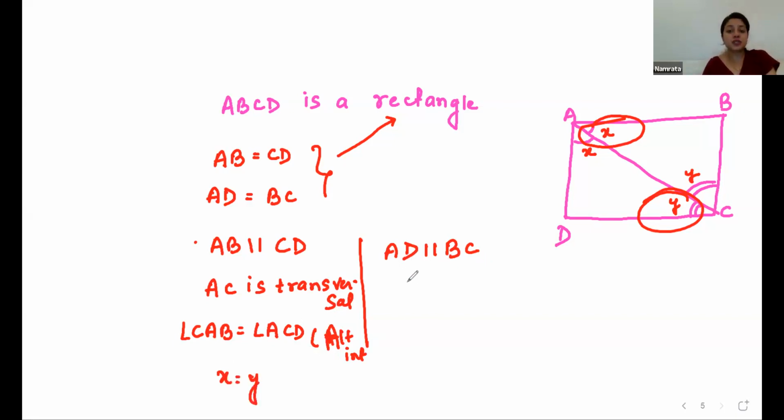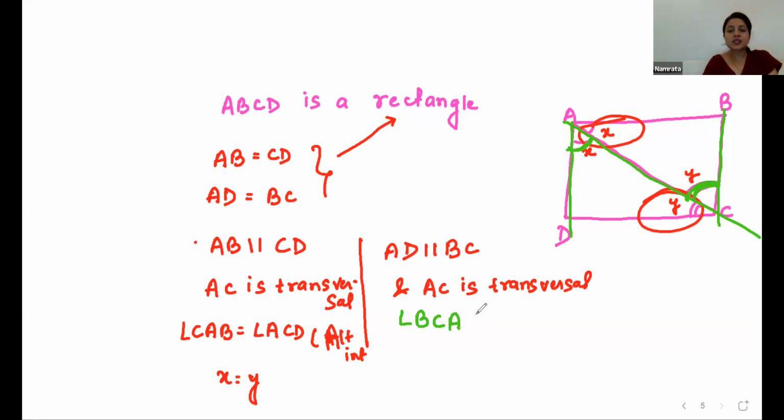Similarly, if AD is parallel to BC and AC is transversal, then we can say this is parallel to this and this green line is a transversal. Then we can say this green angle is equal to that green angle. That means we can say angle BCA is equal to angle DAC. Again alternate interior. Here also we got X is the same as Y. That means all four are of the same measurement. If this is X, this is X, then this will also be X, this will also be X. All four angles will be of the same measurement. Right?